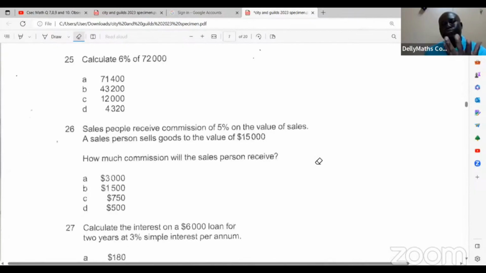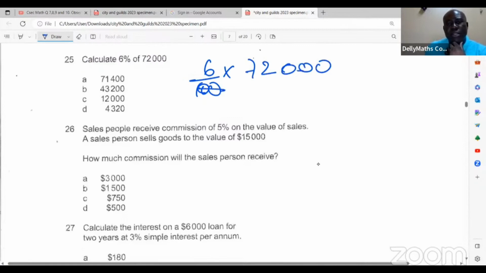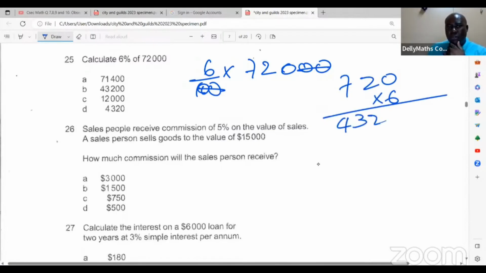Calculate 6% of 72,000. 6 over 100 times 72,000. Two zeros cancel two. So now you're multiplying 720 by 6. And we get, you have to set up this for yourself. You work that out, you will get 4,320. So those multiplication skills, you have to work on your times tables for that, definitely.